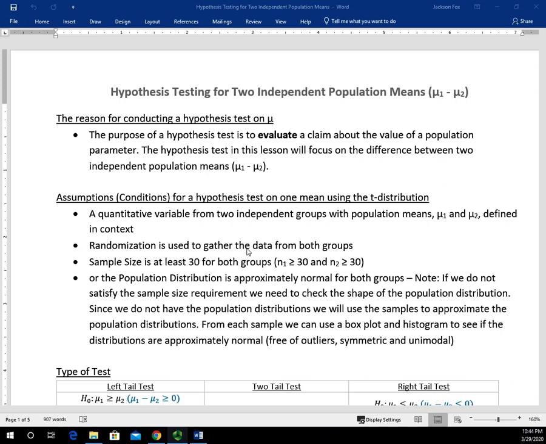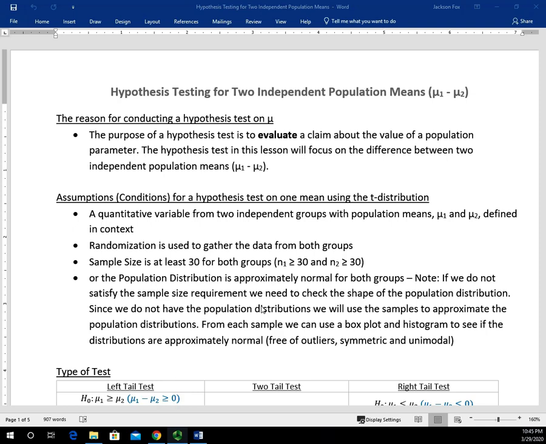Remember, we do this to help eliminate or reduce sampling bias, and also to ensure that the sample that we select resembles the population. And then the third assumption is the sample size is at least 30 for both groups. So in other words, n1 and n2 both have to be at least 30. If we don't satisfy that part of the condition, there's another part of it that says, or the population distribution is approximately normal for both groups.